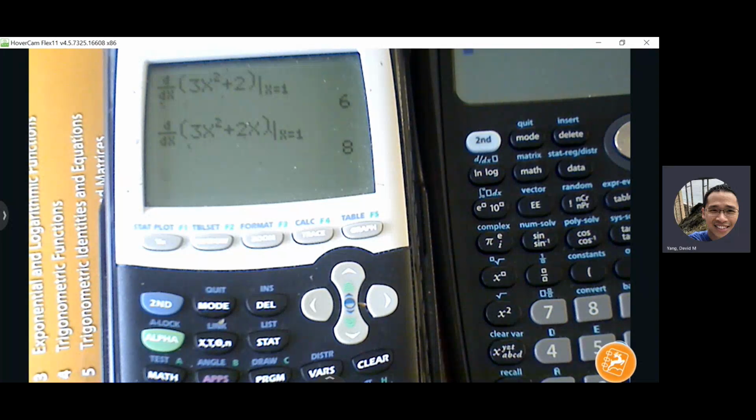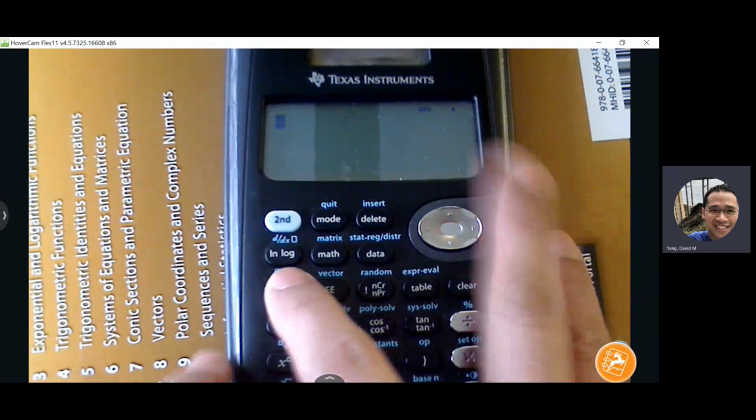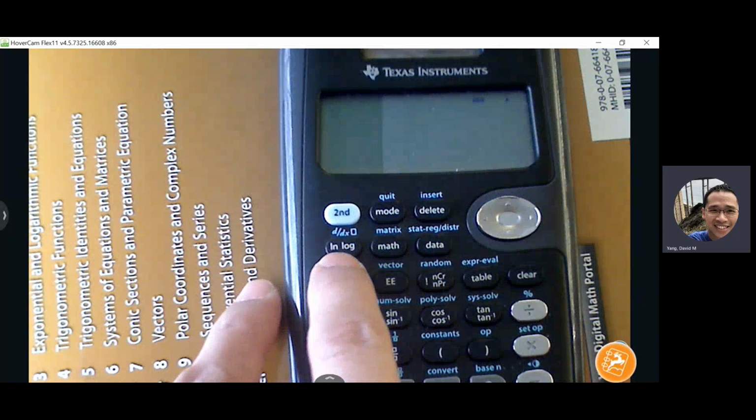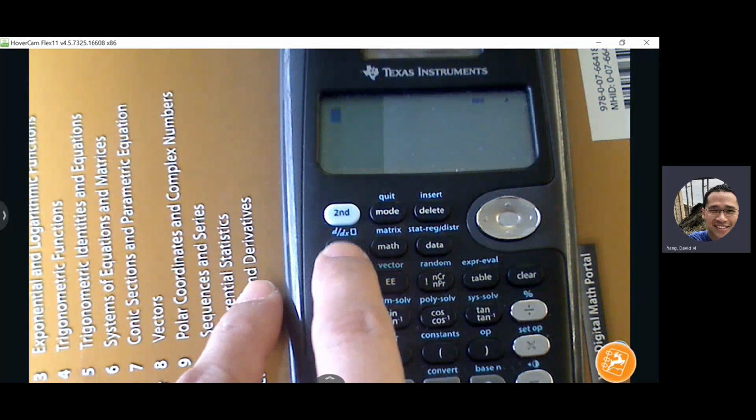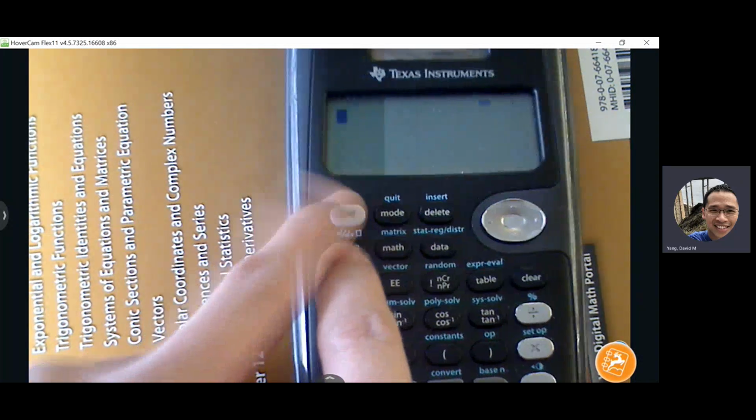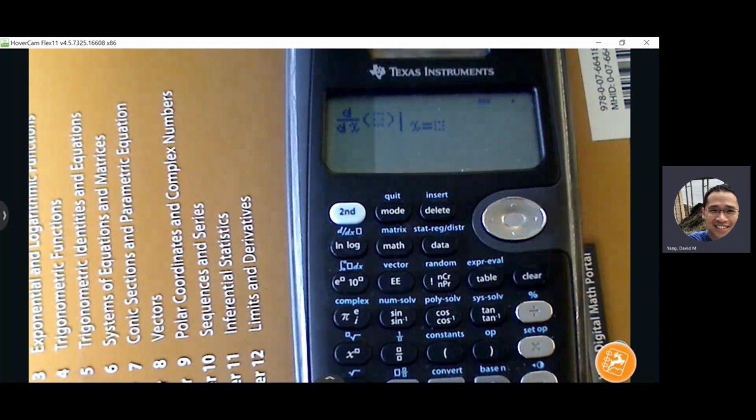So the calculator allows you to find the derivative at a point. Same thing here on the 36 Pro. There's that d over dx. Do you see that natural, above natural log in blue? So if we do second d over dx, same notation, except it fills in that dx for you.